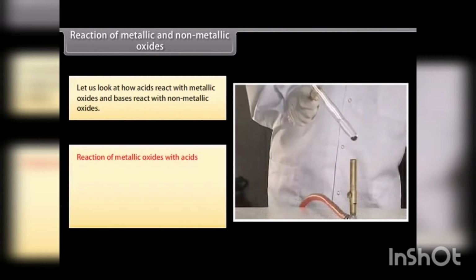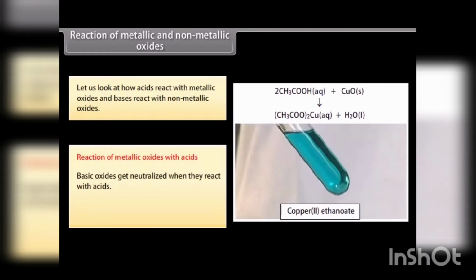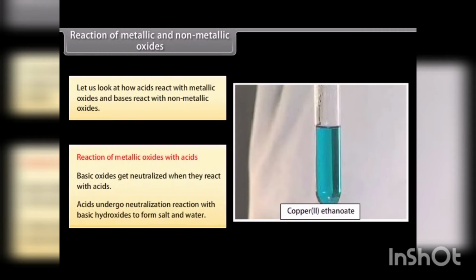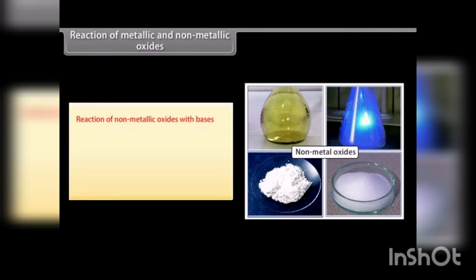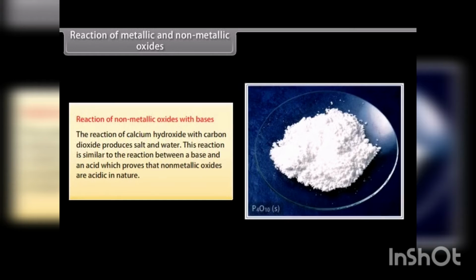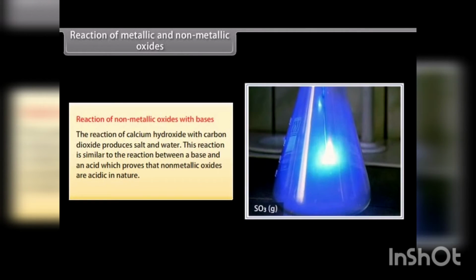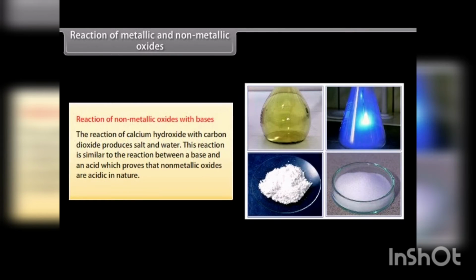Oxides that add on hydroxyl ions to their molecules are called basic oxides. These oxides get neutralized when they react with acids. Acids undergo neutralization reaction with basic hydroxides to form salt and water. Reaction of non-metallic oxides with bases. The reaction of calcium hydroxide with carbon dioxide produces salt and water. This reaction is similar to the reaction between a base and an acid. This proves that non-metallic oxides are acidic in nature.